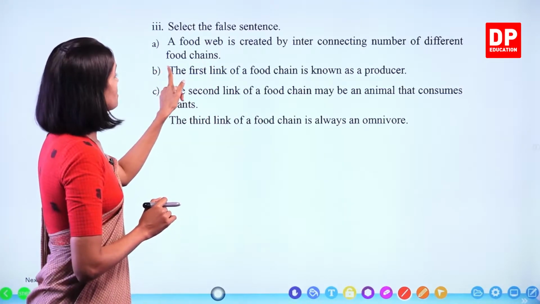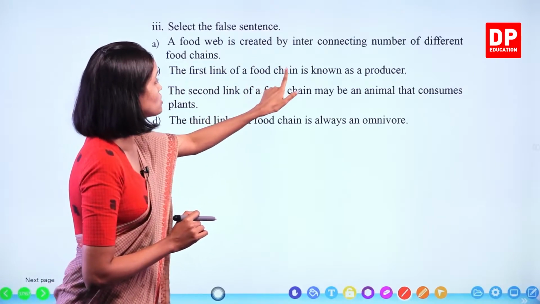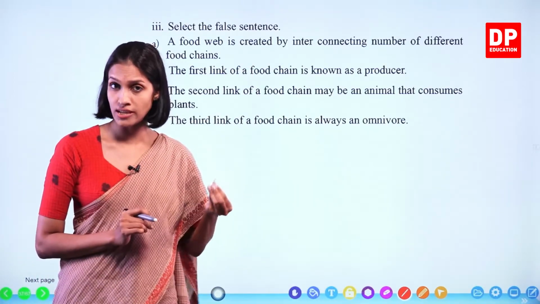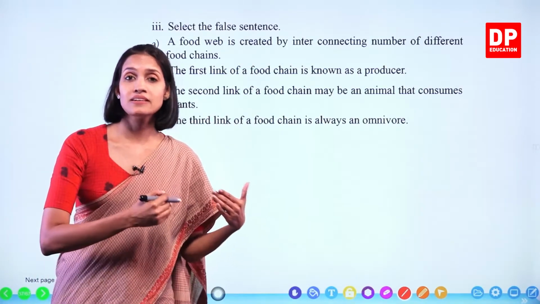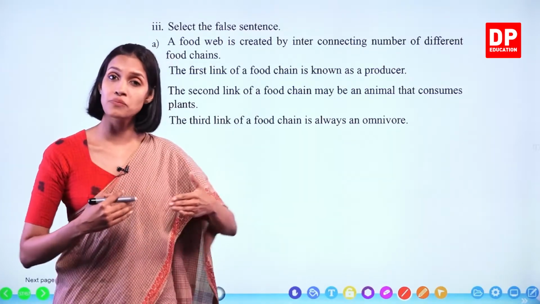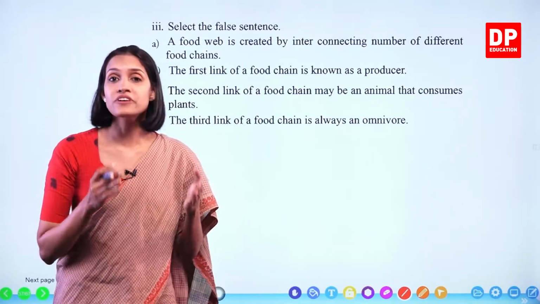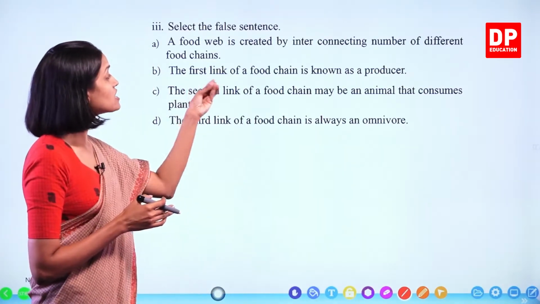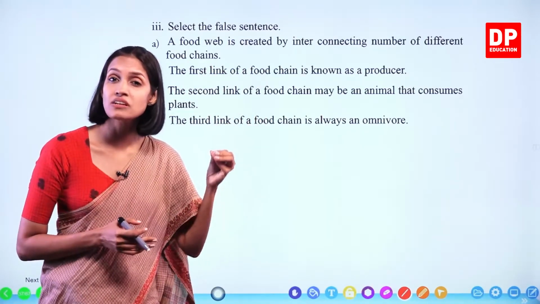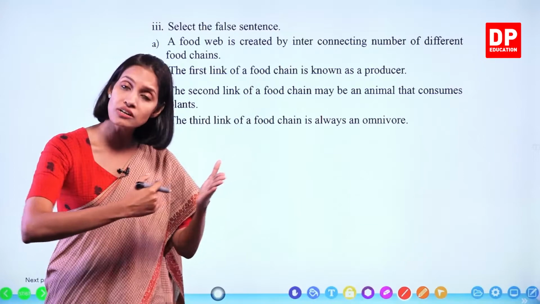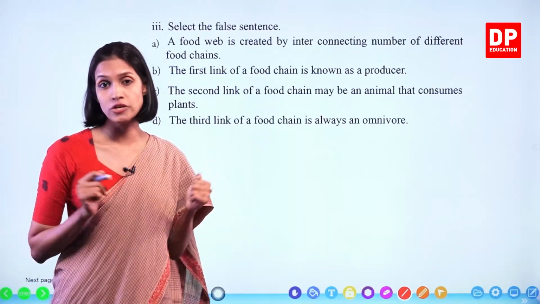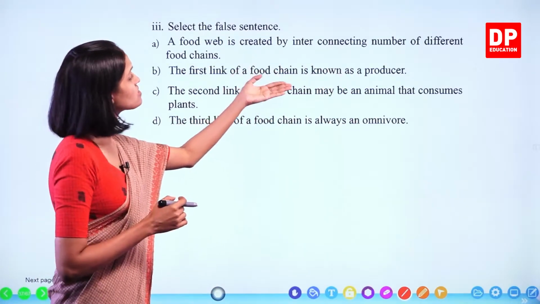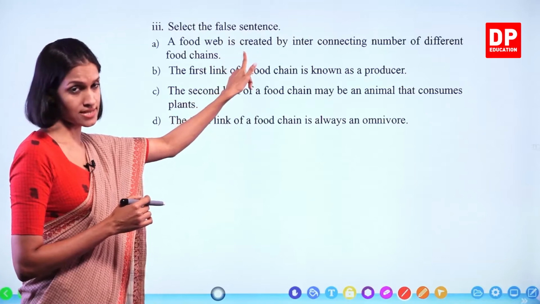Now, part B. The first link of a food chain is known as a producer. Do you remember we learned that when you consider a food chain, there are different links. Based on the number of organisms, the number of links are also given, right? The first link is always a plant, right? That is because plants can produce their own food, and the first link is known as the producers, and all the other links are known as consumers. Therefore, the first link of a food chain is known as a producer. This is true. You have to find the false sentence, right?